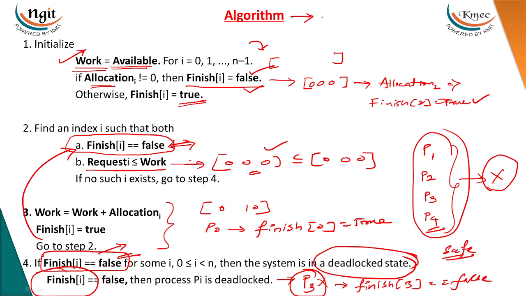There is no rule that only one process will cause the deadlock. There may be multiple processes that are the reason for the system going into deadlock.